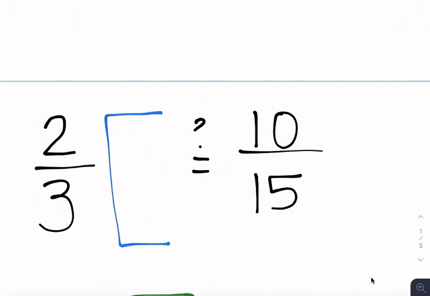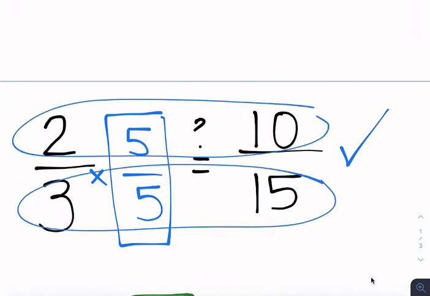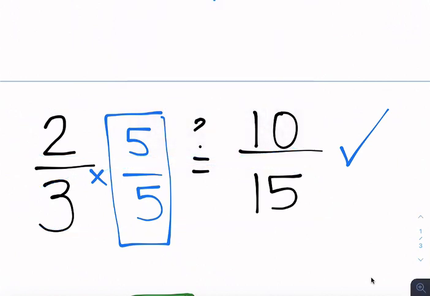So I can use the giant one and say, okay, see if this is true, 2 times what is 10? 2 times 5 is 10. And then 3 times 5 is 15. So 10/15. That works. That is true. Now, if we did that and both statements, meaning our numerators and our denominators, if it wasn't true, then we would say that those aren't equivalent, but these two are.